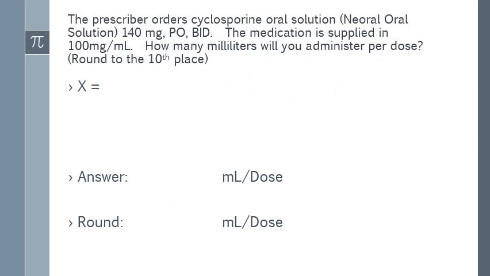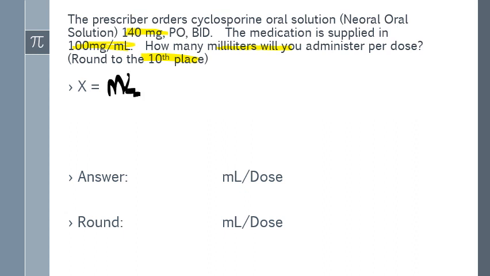All right, so a little bit similar problem, but again, we need to pay attention to what's given to us in the problem. We know that we're solving for milliliters, okay? We know that the order is 140 milligrams and the supply is 100 milligrams per milliliter, but we also know that we need to round to the 10th place. And I always want you to start thinking about that when you're doing problems so that you don't have a missed answer due to rounding. So let's take a look at what we need.